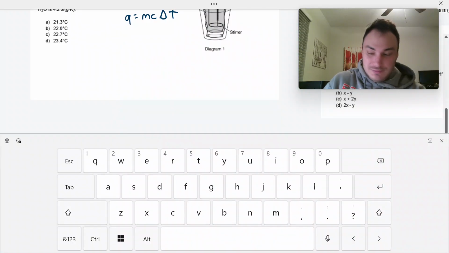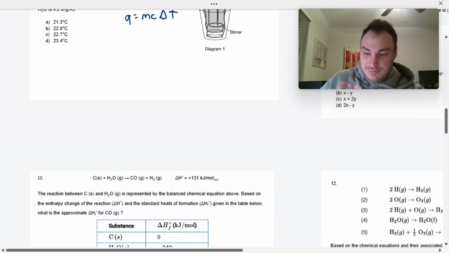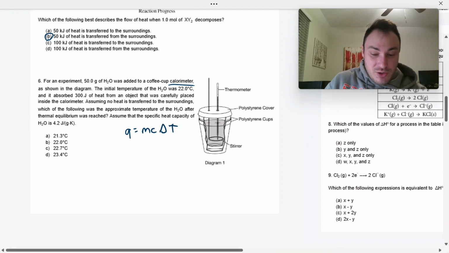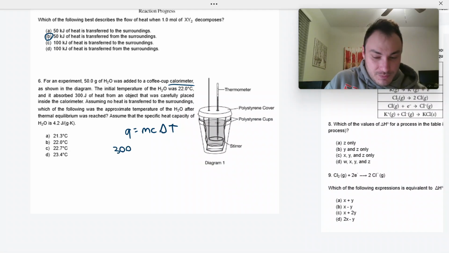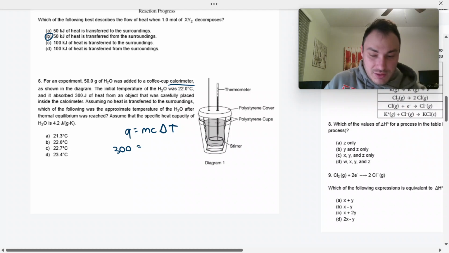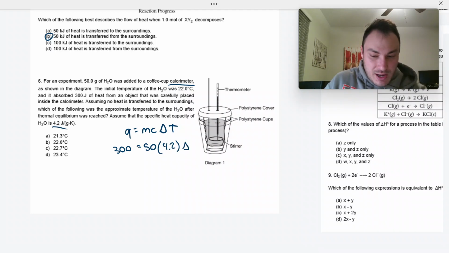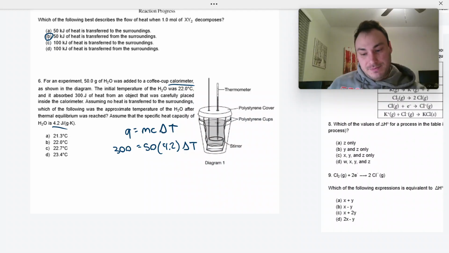All right, the Q is 300 joules. The mass is 50 grams. We're going to use 4.2 for C. And I just like to solve for delta T.